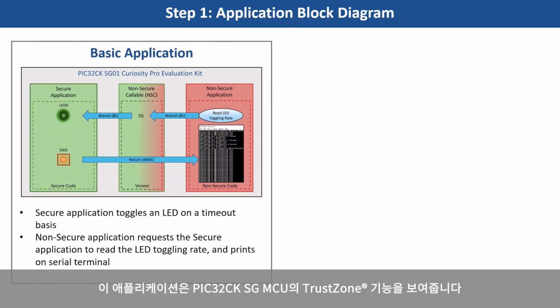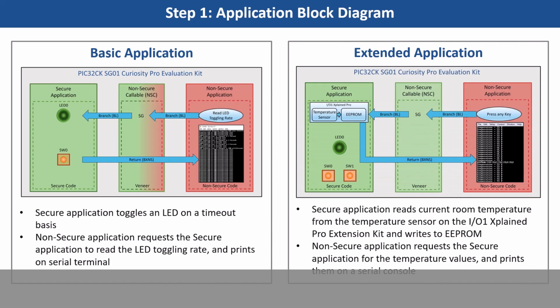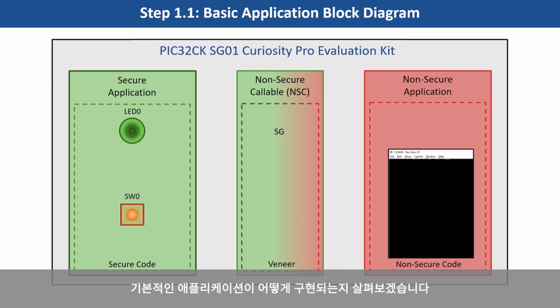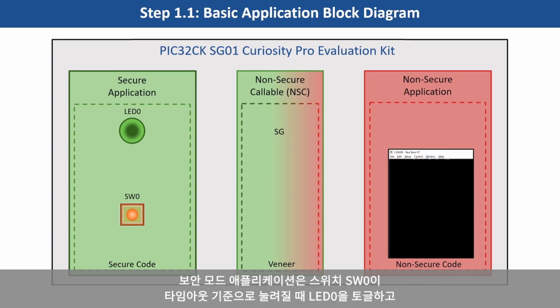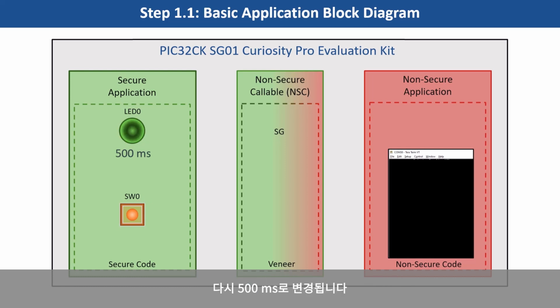This application demonstrates the TrustZone feature on the PIC32CK SG MCU. This application includes basic and extended functionality. Let's see how the basic application is implemented. The secure mode application toggles LED 0 when the switch SW0 is pressed on a timeout basis, and the periodicity of the timeout will change from 500 milliseconds to 1 second, 2 seconds, 4 seconds, and back to 500 milliseconds every time you press the switch SW0 on the board.